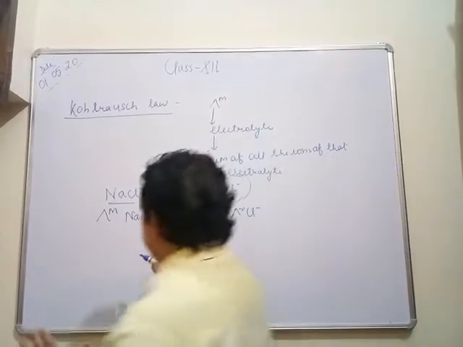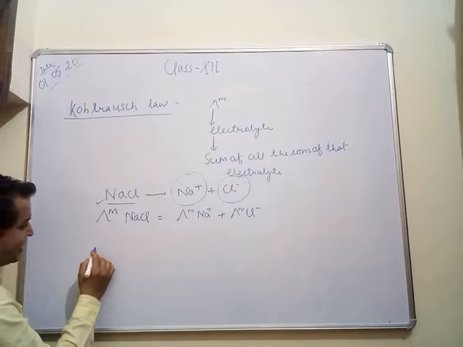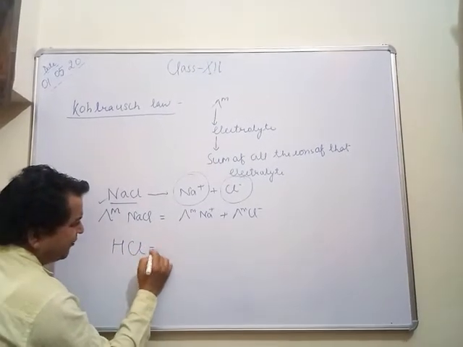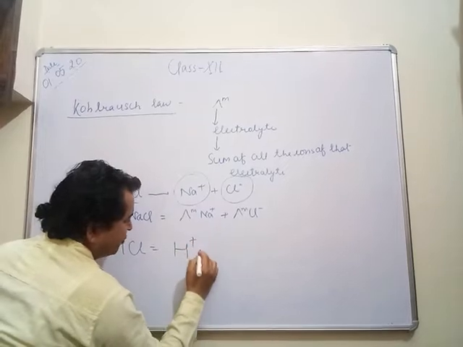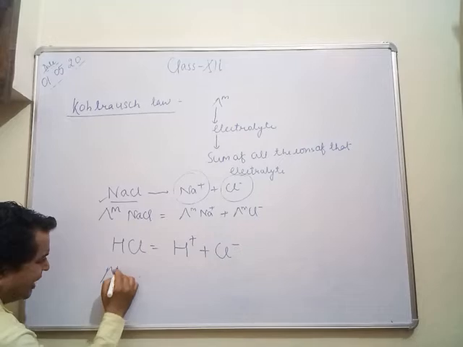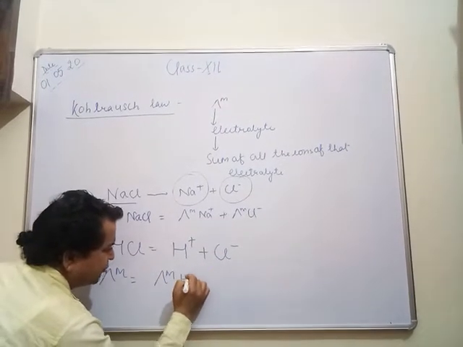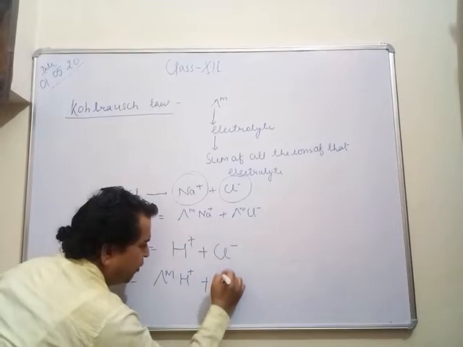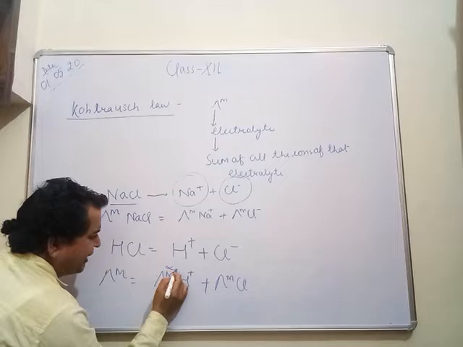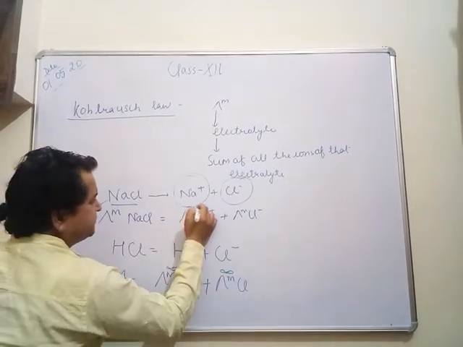Just like I have given you the example of NaCl, I can give another example, HCl, right? It will dissociate into H positive and Cl negative ions. Then its molar conductivity will be equal to the molar conductivity of H positive ion plus the molar conductivity of Cl negative ion at infinite dilution. We used to say at infinite dilution means the limiting value.